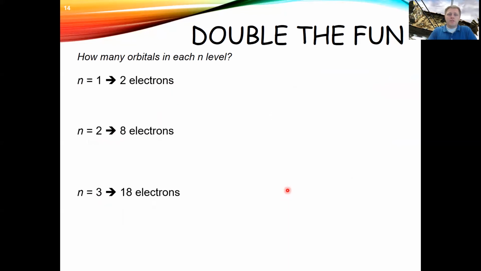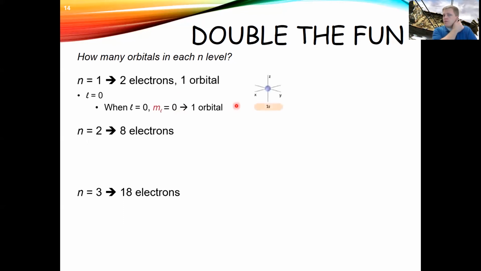Now, how many orbitals do we have at each n level? Well, at n equals 1, L only equals 0. And when L equals 0, m sub L only equals 0, because you remember m sub L ranges from -L to positive L. So m sub L ranges from -0 to 0, which is just 0. So it has 1 orbital. At n equals 1, we have the 1s orbital.